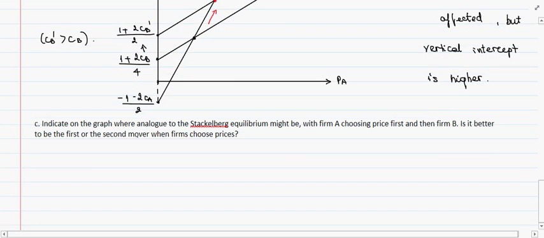Okay, so part C of the question asks you to indicate on the graph where the analog to the Stackelberg equilibrium might be, with firm A choosing the price first and firm B choosing the price second.